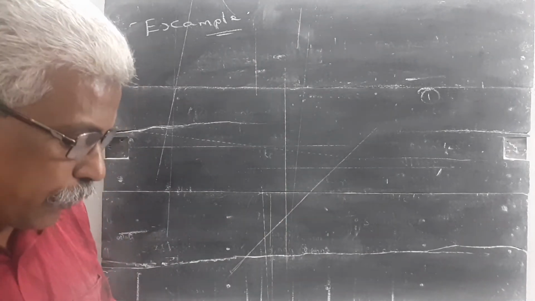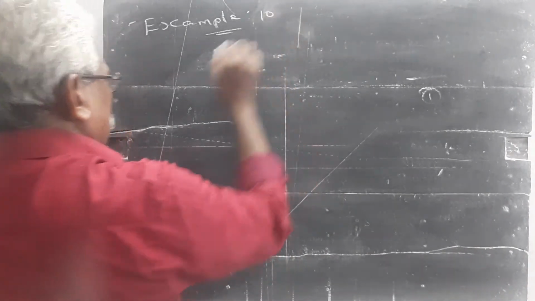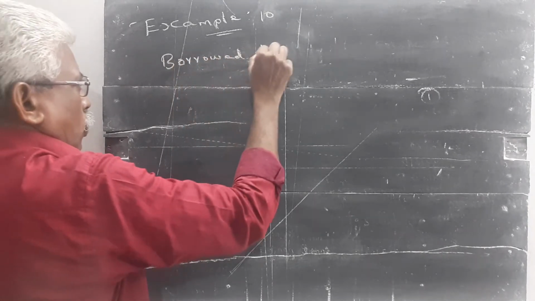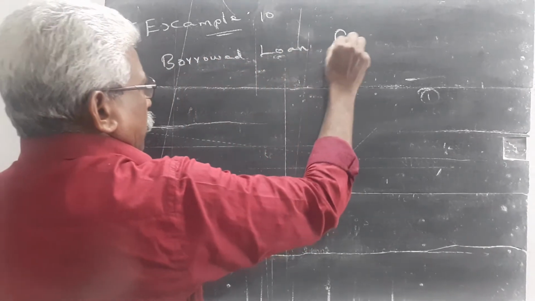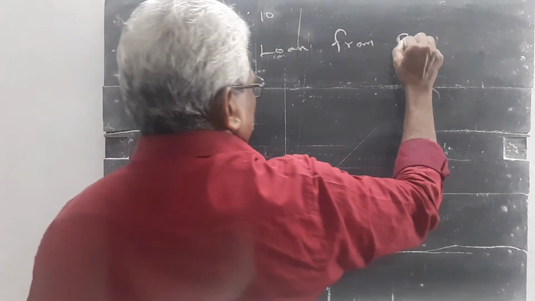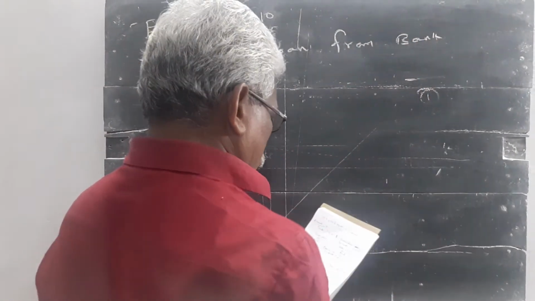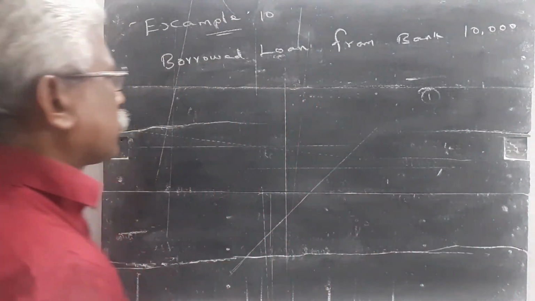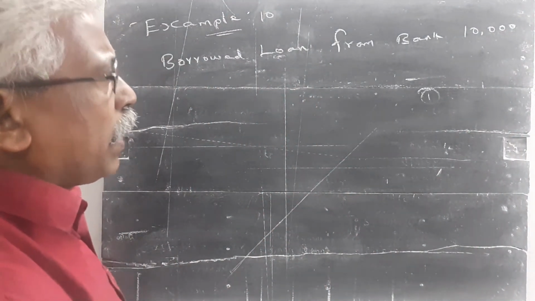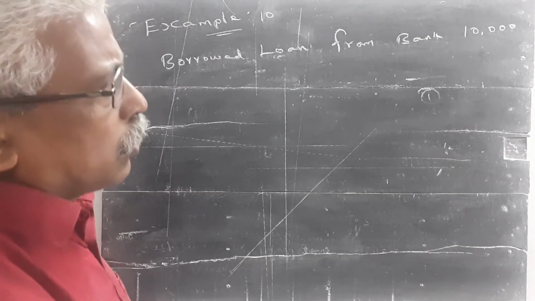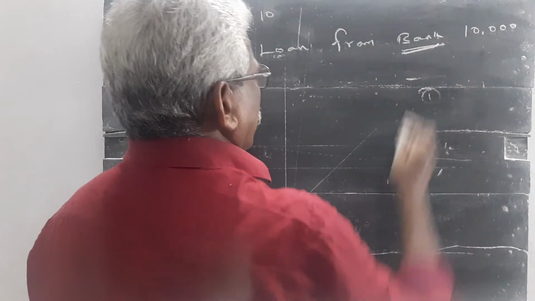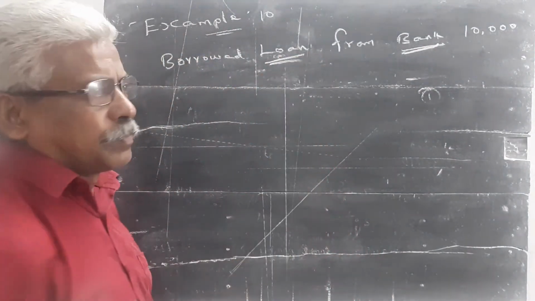Borrowed loan from bank, rupees 10,000. So what are the two accounts? The two accounts are number 1, bank account, number 2, loan account.